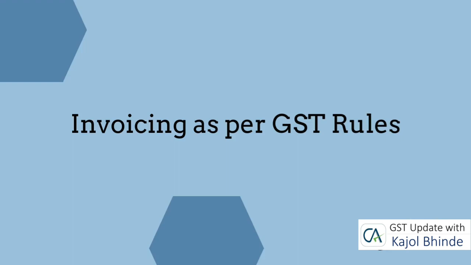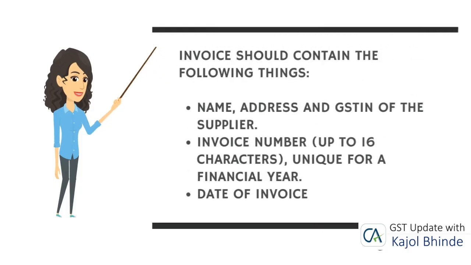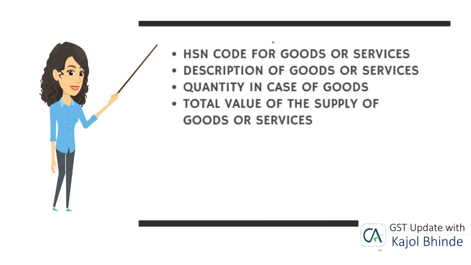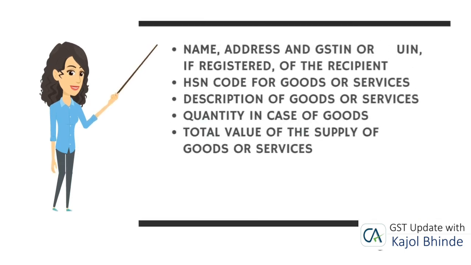Invoicing as per GST rules. Invoice should contain the following things: name, address and GSTIN of the supplier. Invoice number, up to 16 characters, unique for a financial year. Date of invoice. Name, address and GSTIN or UIN, if registered, of the recipient. HSN code for goods or services. Description of goods or services.